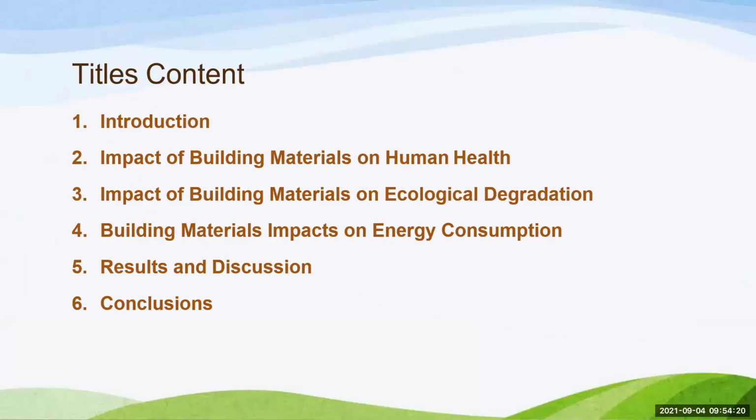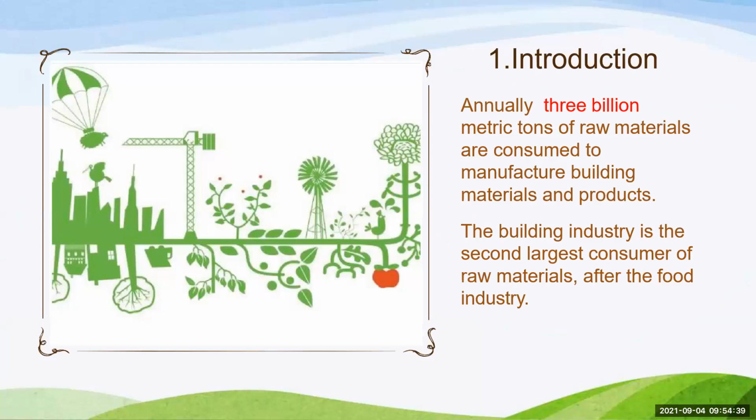The title has some introduction: impact of building materials on human health, impact of building materials on ecological degradation, and impact of building materials on energy consumption, and then results and discussion and the conclusion. So what is the role of environmental impact in the selection of building material?